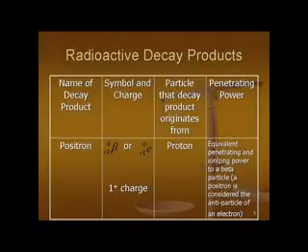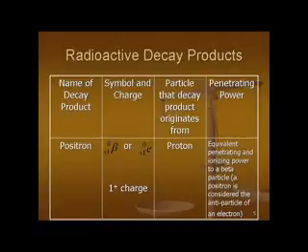If it's a 0 negative 1 E or 0 negative 1 beta, it's a beta particle or an electron. If it's a 0 + 1 beta or 0 + 1 E in the symbol, then it's a positron. It has a 1 positive charge.